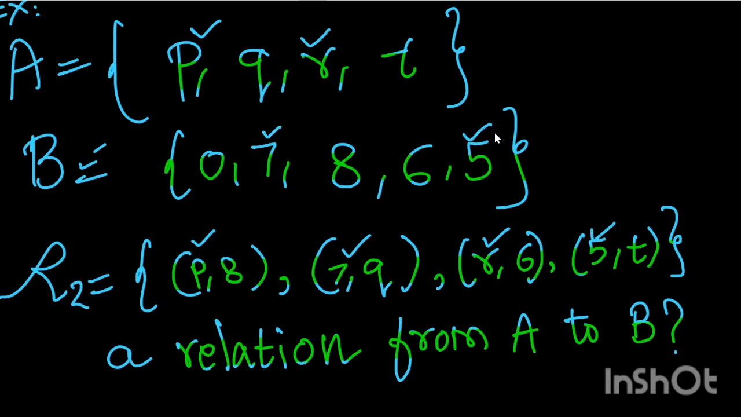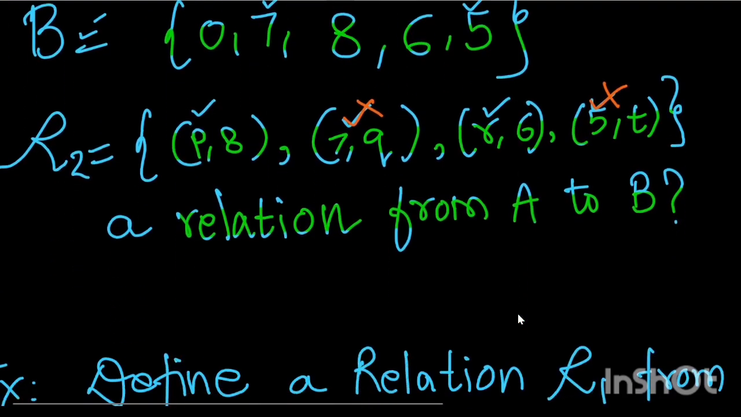However, the first element should belong to the set A only, because it is defined from A to B. Now P and R are okay, but 7 and 5 belong to set B, so they shouldn't be a part of the first element. So is this a relation from A to B? So clearly it's not, so the answer would be no.